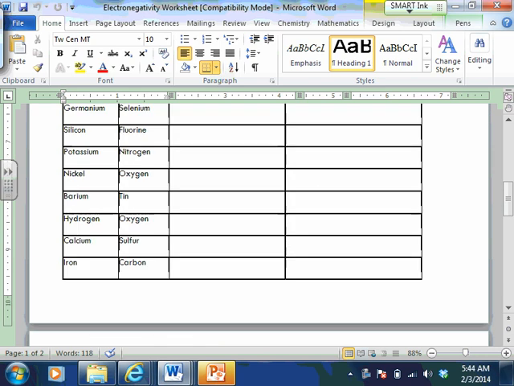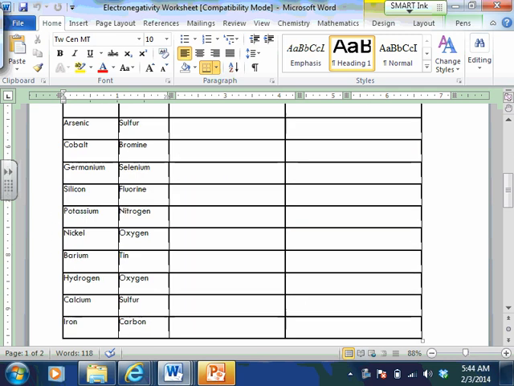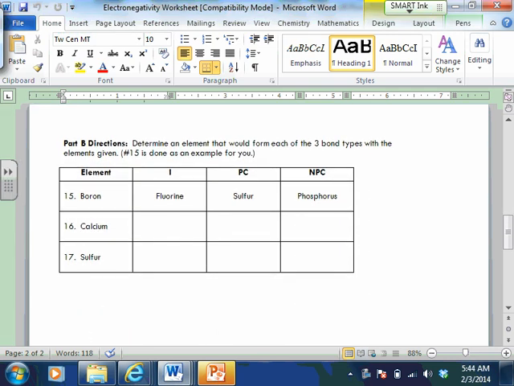Okay, so you come back up to your chart. Boron has an electronegativity of 2.0. For an ionic bond, we need a difference of at least 1.7. So in the example, they picked fluorine because fluorine has an electronegativity of 4.0. So that's a difference of 2. So that would definitely be ionic.